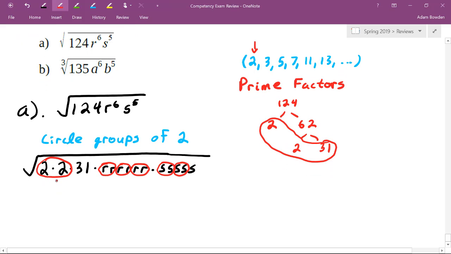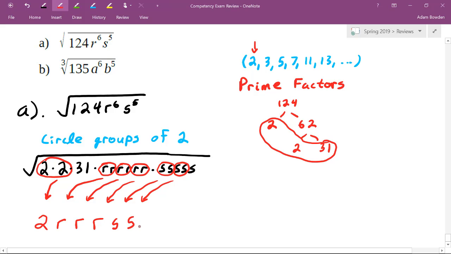Okay, and now what we're going to do is bring out, for each one of our groups, one of the things that we've circled. So I've circled this group of 2's, I get to bring out 1, 2. I circled this group of r's, I can bring out an r, another group, another r, a third group, a third r. So each group is a single r, and each group here would be a single s. So 2 groups of s's, 2 s's. That comes on the outside of the square root, and then on the inside, left over is 31 and s.